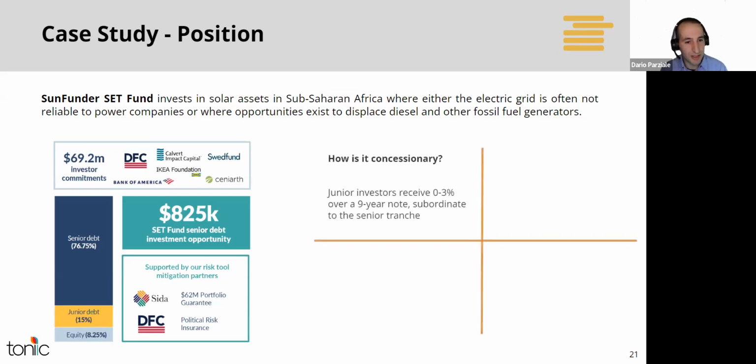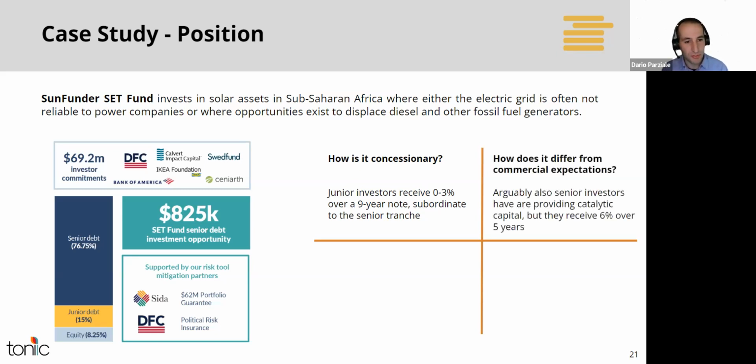It is a concessionary investment, especially for junior investors, because their return ranges between 0 to 3% over a 9 years note, subordinated to the senior tranche. It differs from commercial expectations because senior investors receive 6% over 5 years. Arguably, senior investors also play a catalytic capital role because they're investing in a difficult geography, but the junior investors are taking greater undercompensated risk for a lower interest rate.